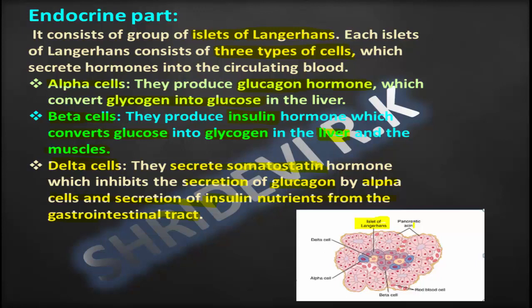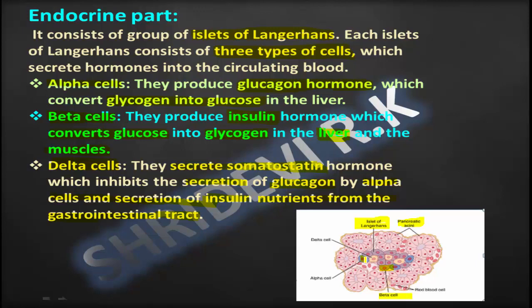They are surrounded by pancreatic acini, which is the exocrine portion of the pancreas. Islets of Langerhans, endocrine portion; pancreatic acini, exocrine portion. The three different types of cells you can see here. These are the beta cells, and the hormone secreted by them is insulin. It converts glucose into glycogen.